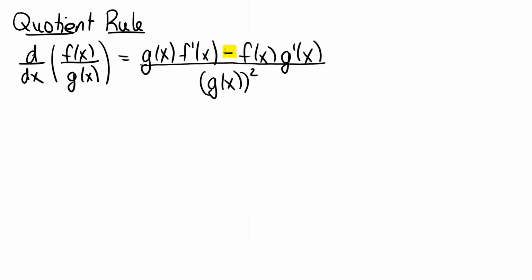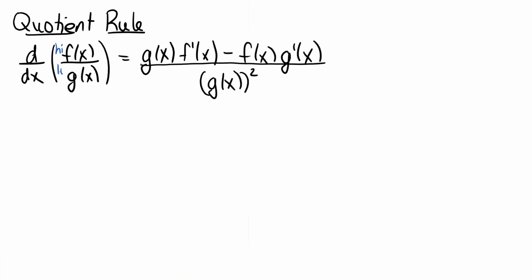Notice that we have a negative sign, so if you flip the order and do f of x times g prime of x first, you'll get the wrong answer. Also notice that g of x is squared in the bottom. We'll see why in a future video where I'll show you another way to do the derivative of a quotient.